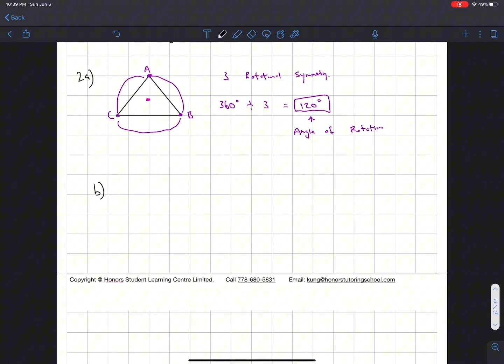B. If you look at the square, you should be able to do it 4 times. You rotate it around its center so it fits perfectly back onto itself. So the smallest angle of rotation is going to be 90 degree. C for the rectangle.